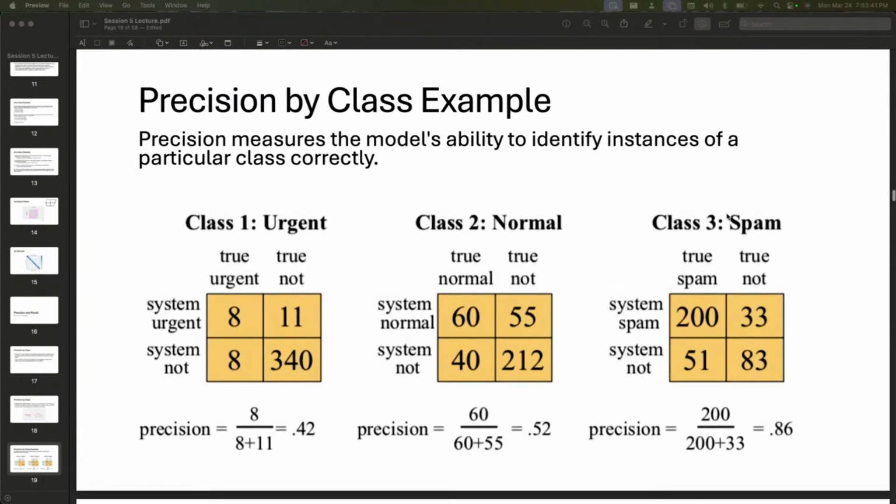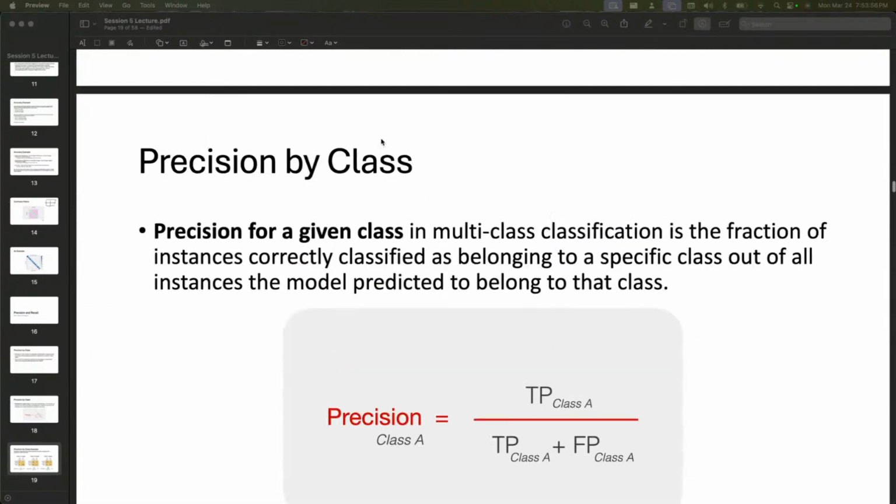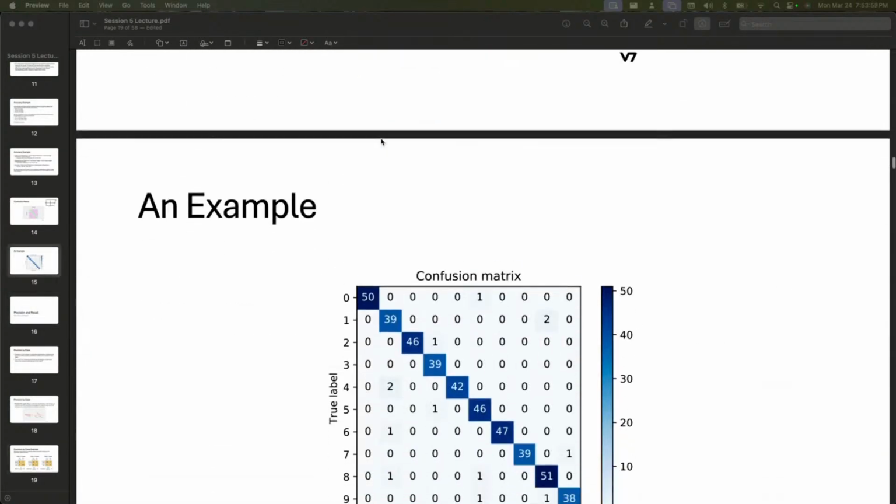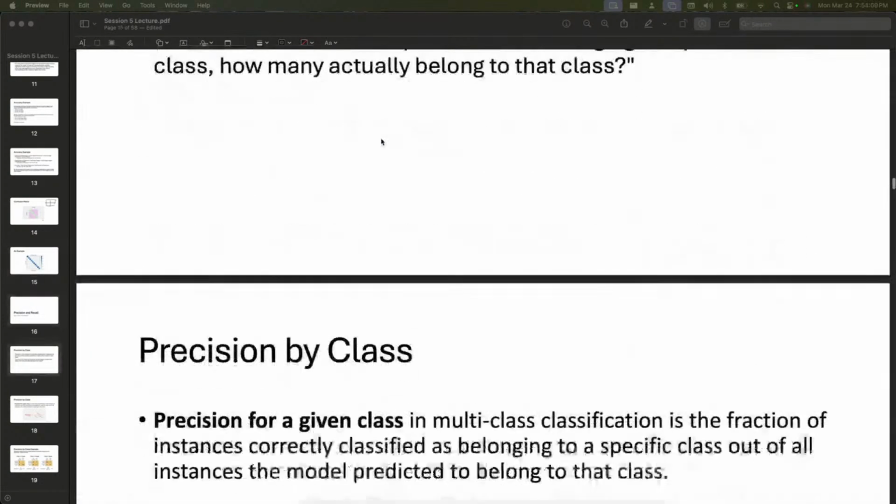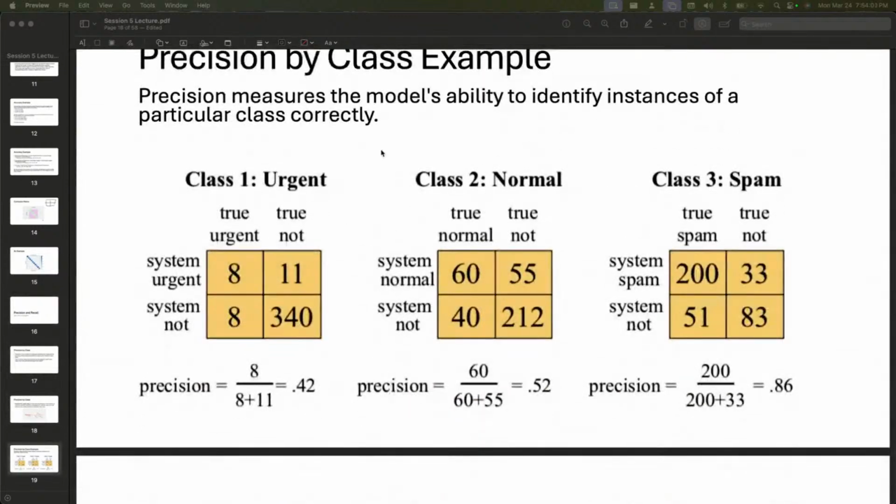So for example, if we're training an email agent and instead of saying, is it spam or not, we're now saying, is it spam or is it normal or is it urgent? We can do that big matrix that we looked at up here, right? We could build that out with 3 classes, or we could build out a matrix for each class.